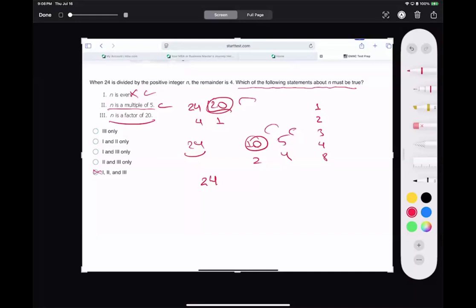Everything that I explained, you'll find in your e-learning. So, n is not necessarily even. It's a multiple of 5, and is a divisor of 20. Statements 2 and 3.